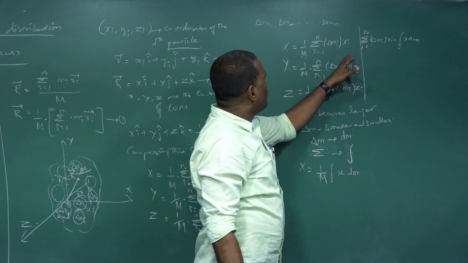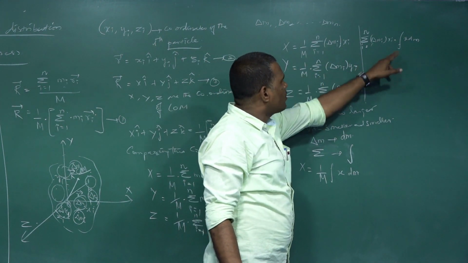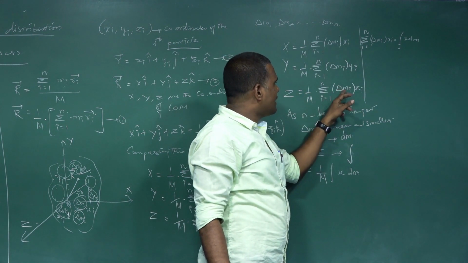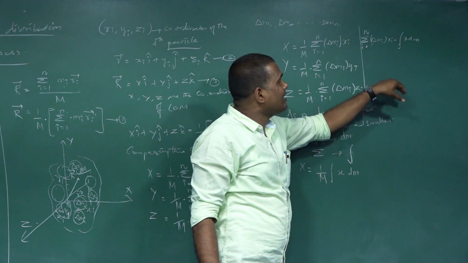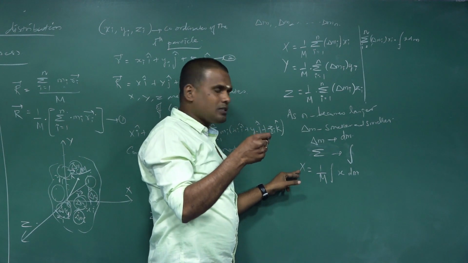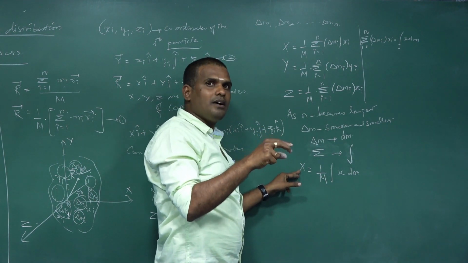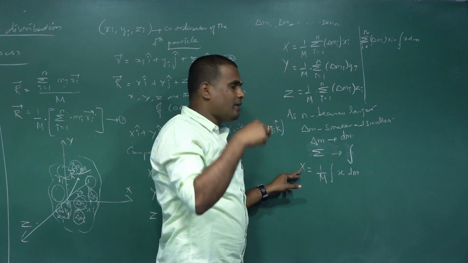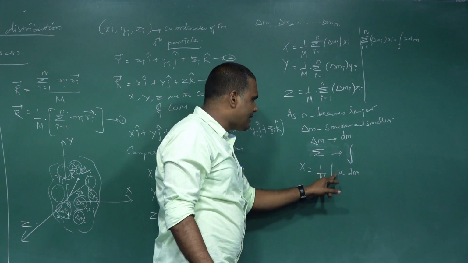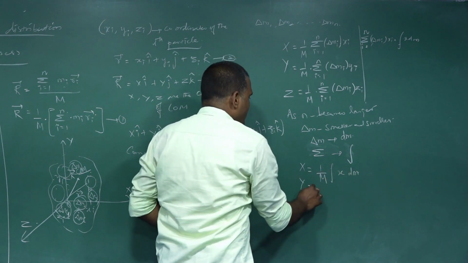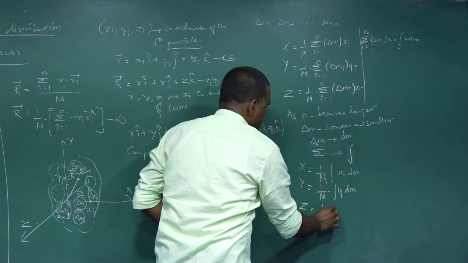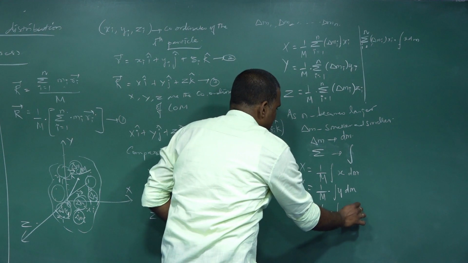In the same way, sum over i equals 1 to n, delta m_i into y_i gets transformed to integral y dm. Sum over i equals 1 to n, delta m_i into z_i gets transformed to integral z dm. So, I can write the coordinates of the center of mass of the system in terms of infinitesimally small elements as capital X equals 1 by M integral x dm. In the same way, Y equals 1 by M into integral y dm. Z equals 1 by M into integral z dm.